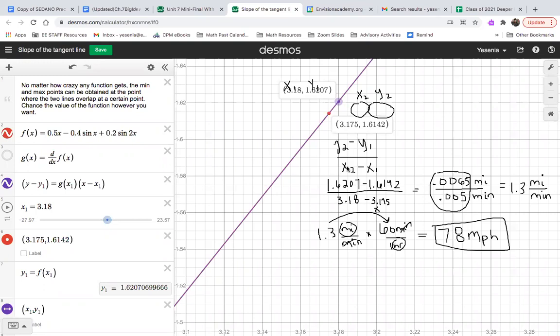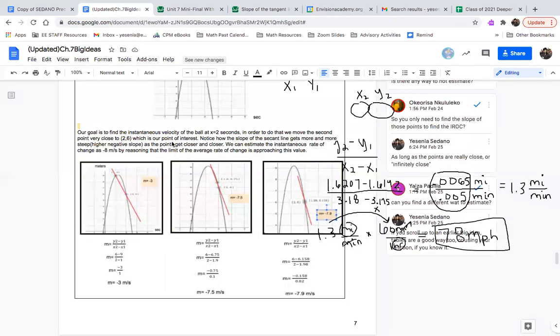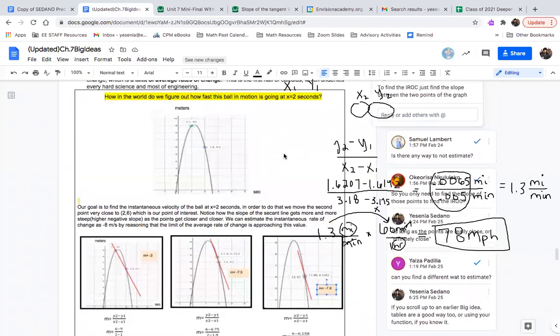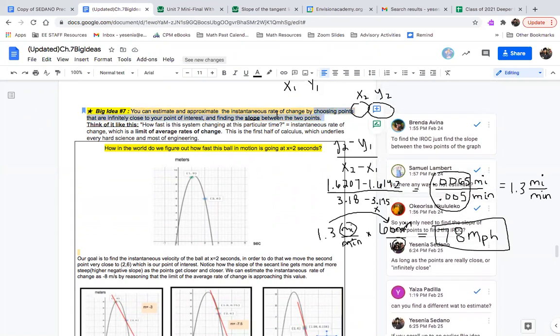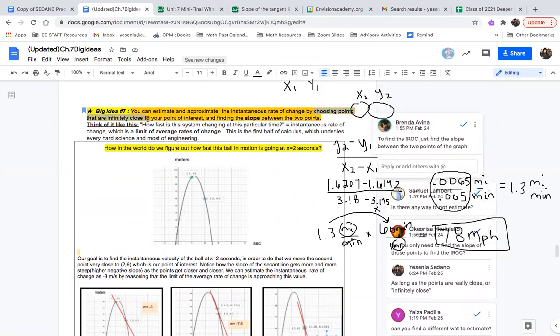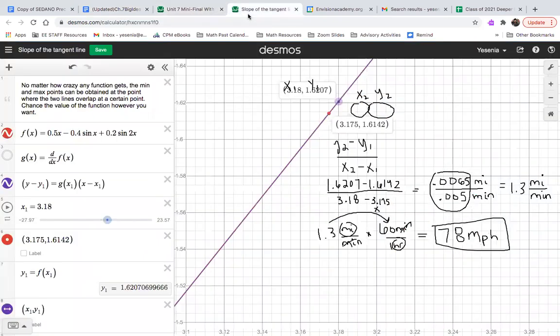In addition, it's also necessary because if you go back to your big ideas packet, according to the big ideas, you can approximate the instantaneous rate of change by choosing points. You have to choose a point that's infinitely close to your point of interest. And our point of interest was that point that we identified was the steepest. Let me know if that answers that question, but keep them coming if there are still more questions about it.